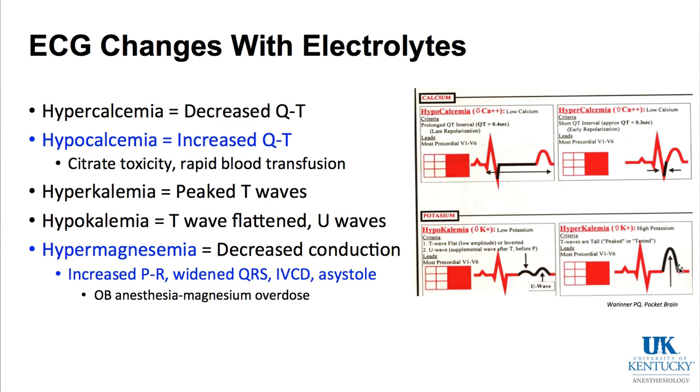Now, hypermagnesemia, where would that occur? Iatrogenically, it can occur in OB anesthesia situations where magnesium is given to patients with pregnancy-induced hypertension, etc. And as you're giving them magnesium in high doses and get hypermagnesemia, conduction can be decreased, and intervals can be increased on the electrocardiogram. PR interval increases, QRS widens, interventricular conduction delays can occur, and even asystole can occur. And some of these EKG changes can occur at therapeutic levels of magnesium.